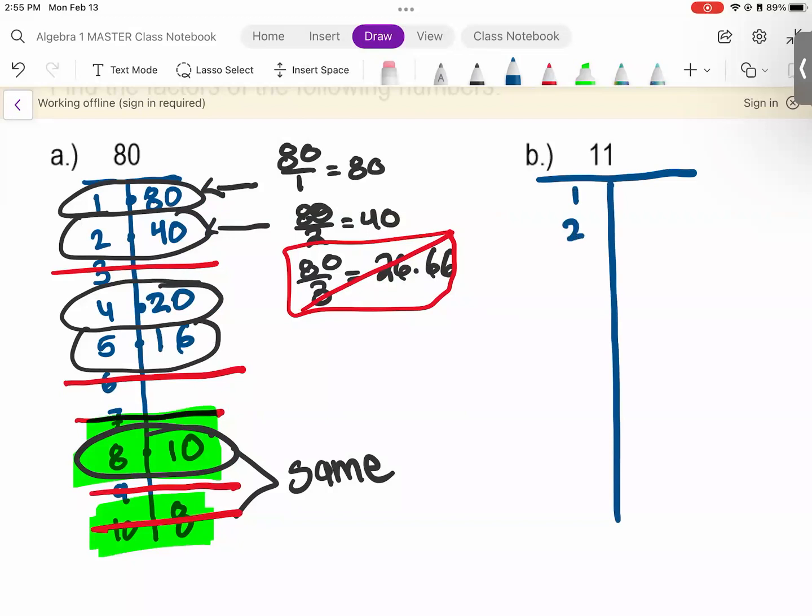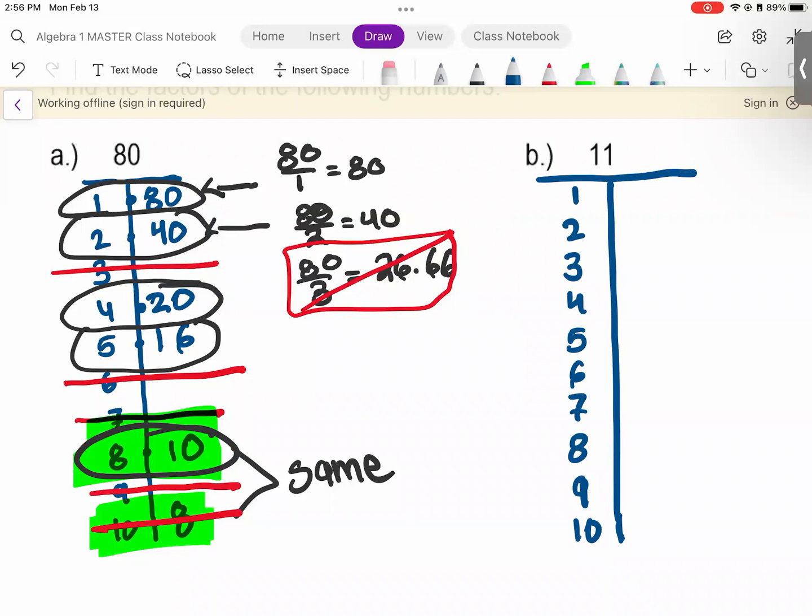We got 1, 2, 3, 4, 5, 6, 7, 8, 9, 10. And for the Spanish speakers, el de 80, solamente los que puse en círculo son los factores de 80. Como ven, 8 y 10 y 10 y 8 es lo mismo. So ya cuando se empieza a repetir, ahí paran. So solamente los del círculo son los factores.